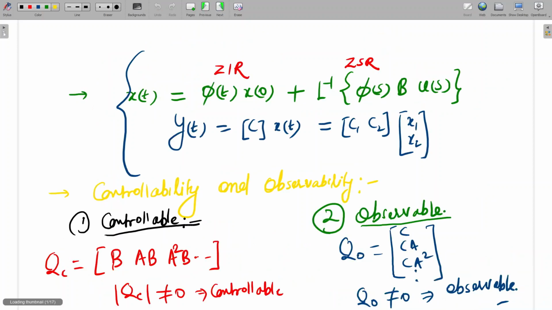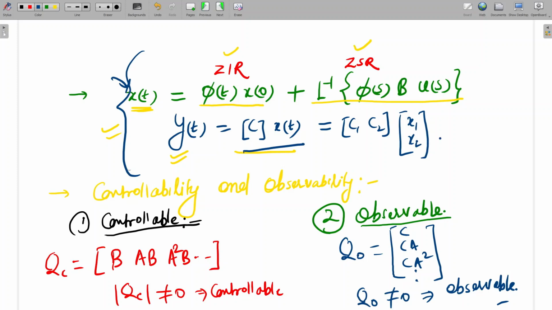Now this is a very important formula. In many competitive examinations, questions come based on this formula only. So x of t is the sum of the zero input response and the zero state response. The first is phi of t into x of 0, and the second is the inverse Laplace of phi of s into B into U of s. I will solve some questions based on these equations also. And how can we calculate the output? Output will be C into x of t. First we calculate x of t using this equation, then y of t will be equal to C into x of t.